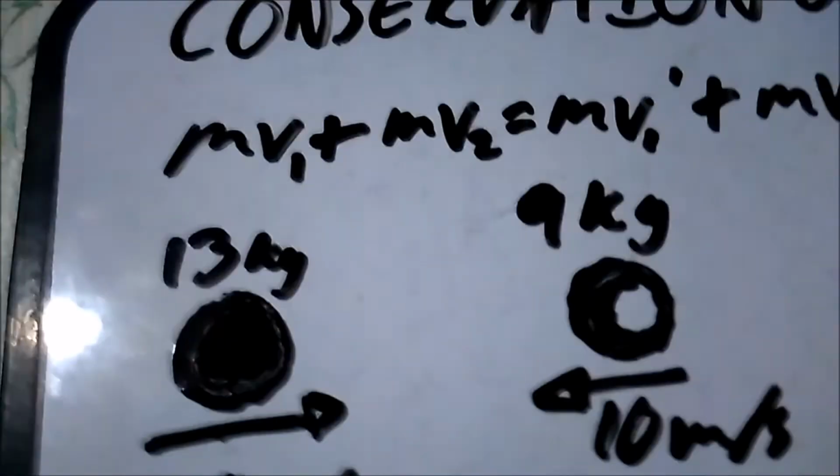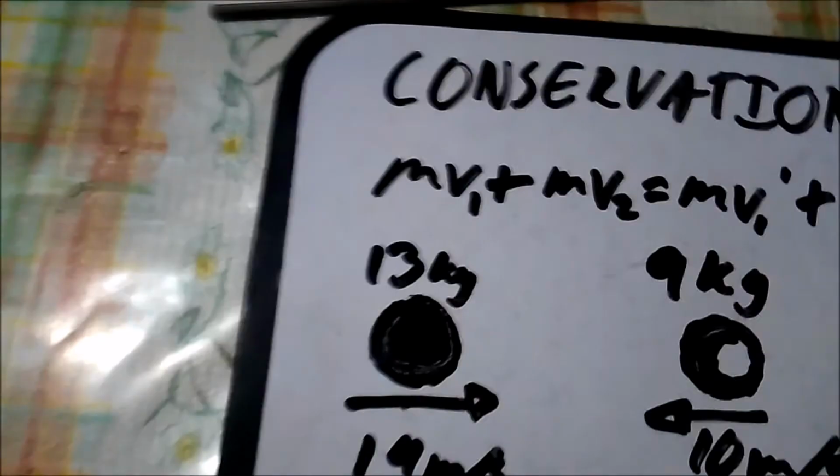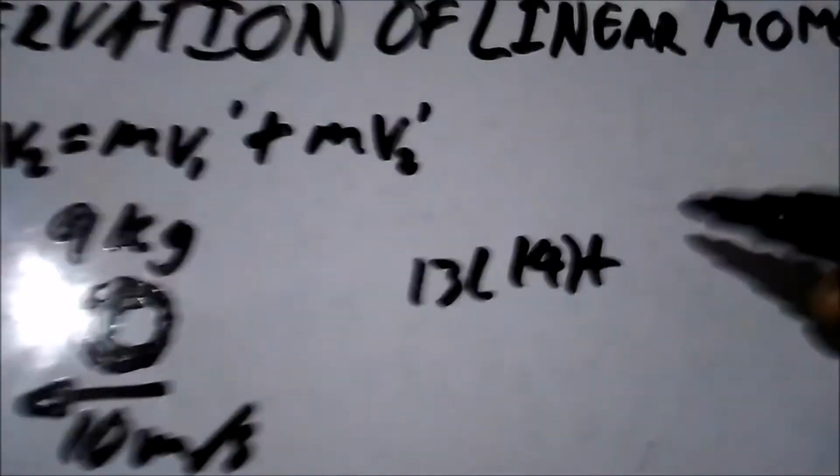I'm going to show you this one. There are two balls rolling towards each other, one going to the right and one going to the left. To do this, you just have to copy the given things. So 13 multiplied by its velocity of 14 plus, I'm going to write this for a while.